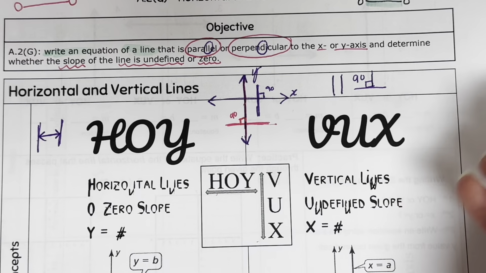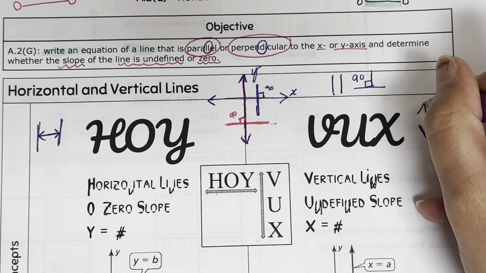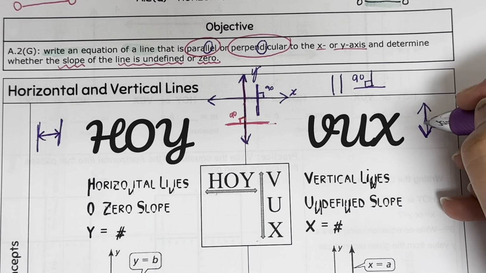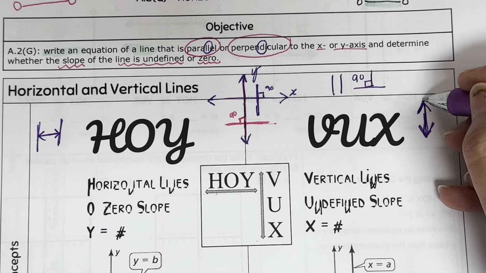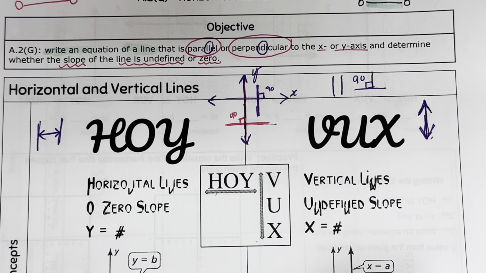And I have a trick to remember vertical as well. I make a V, and then it's the one that goes up and down. So that V makes that arrow going up and down. So this is the vertical and this is the horizontal. That's the best way to remember horizontal and vertical line.